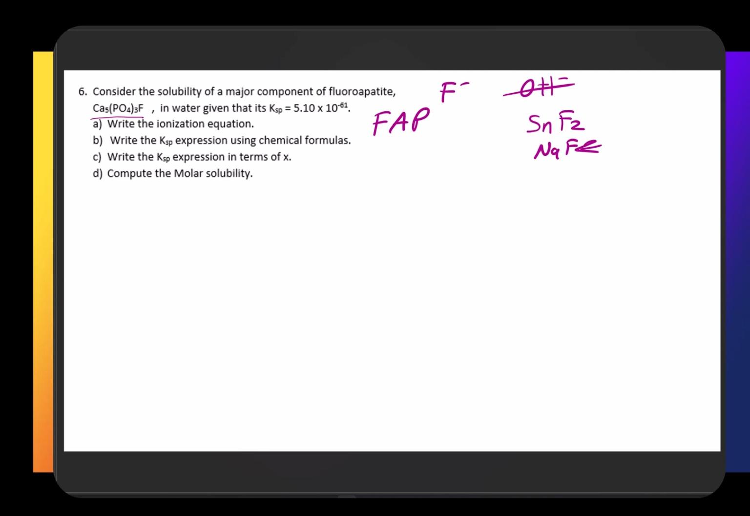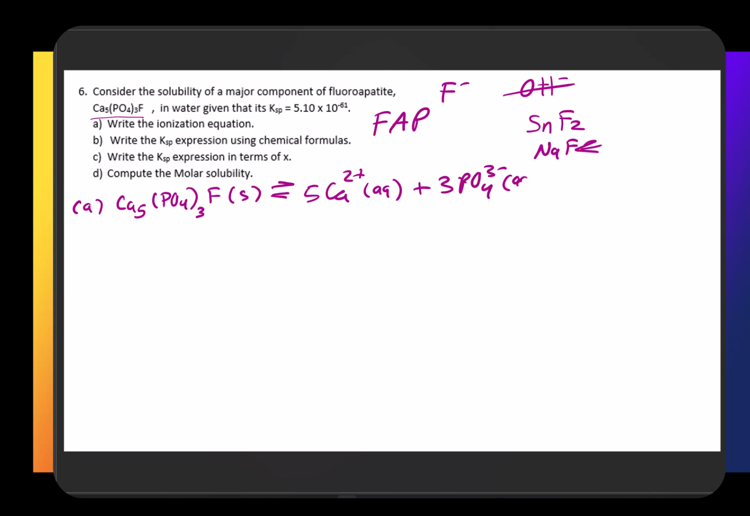We're going to do the same calculation on FAP as we did before. We're going to write the ionization equation, the corresponding KSP expression, reduce it to one variable in X, and compute the solubility of FAP in water. So for part A, Ca5(PO4)3F in the solid phase undergoes dissociation to give 5 calcium again, 3 phosphates as before, dissolved in the aqueous phase, and instead of hydroxide, now we have a fluoride in solution.